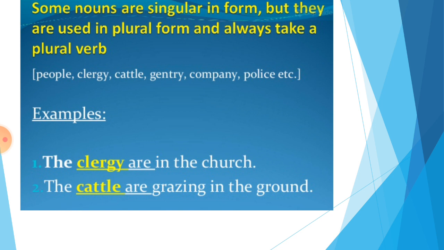Here some nouns are singular in form, but they are used in plural form and always take a plural verb. Here are some nouns: people, clergy, cattle, company, police, gentry, etc. These nouns always take plural verbs. Example: the clergy are in the church. You must not say the clergy is in the church. That is wrong. The clergy are in the church. The cattle are grazing in the ground.